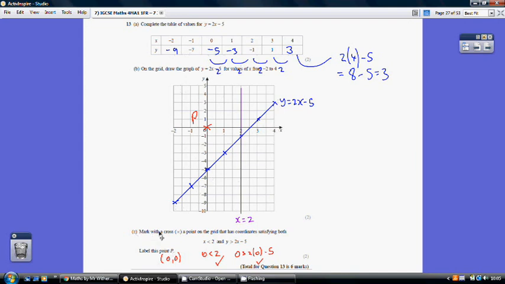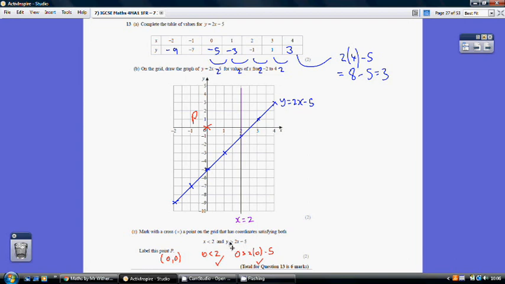Now part C, mark with a cross X a point on the grid whose coordinates satisfy both of these. So first of all, we've got to have points where x is less than 2. So start off by drawing on the graph the line where x equals 2, which is down here. Remember, it's the vertical line going through 2. So we need our point P to be to the left of that line, because x has got to be less than 2. And then we've got to find a point where y is greater than 2x minus 5. So y is greater than 2x minus 5.